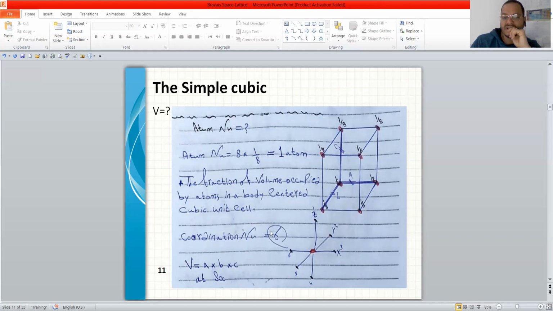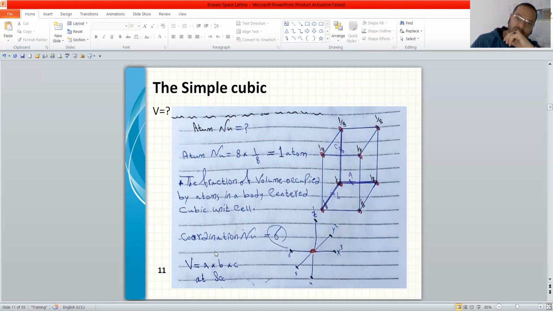It's not important. Let's focus here on the coordination number. What does the coordination number mean? That means how many atoms surround and are connected with a specific atom. The specific atom here is the red one. Here at the simple cubic, we have 6 coordination, that means 6 other atoms connected with this specific atom.